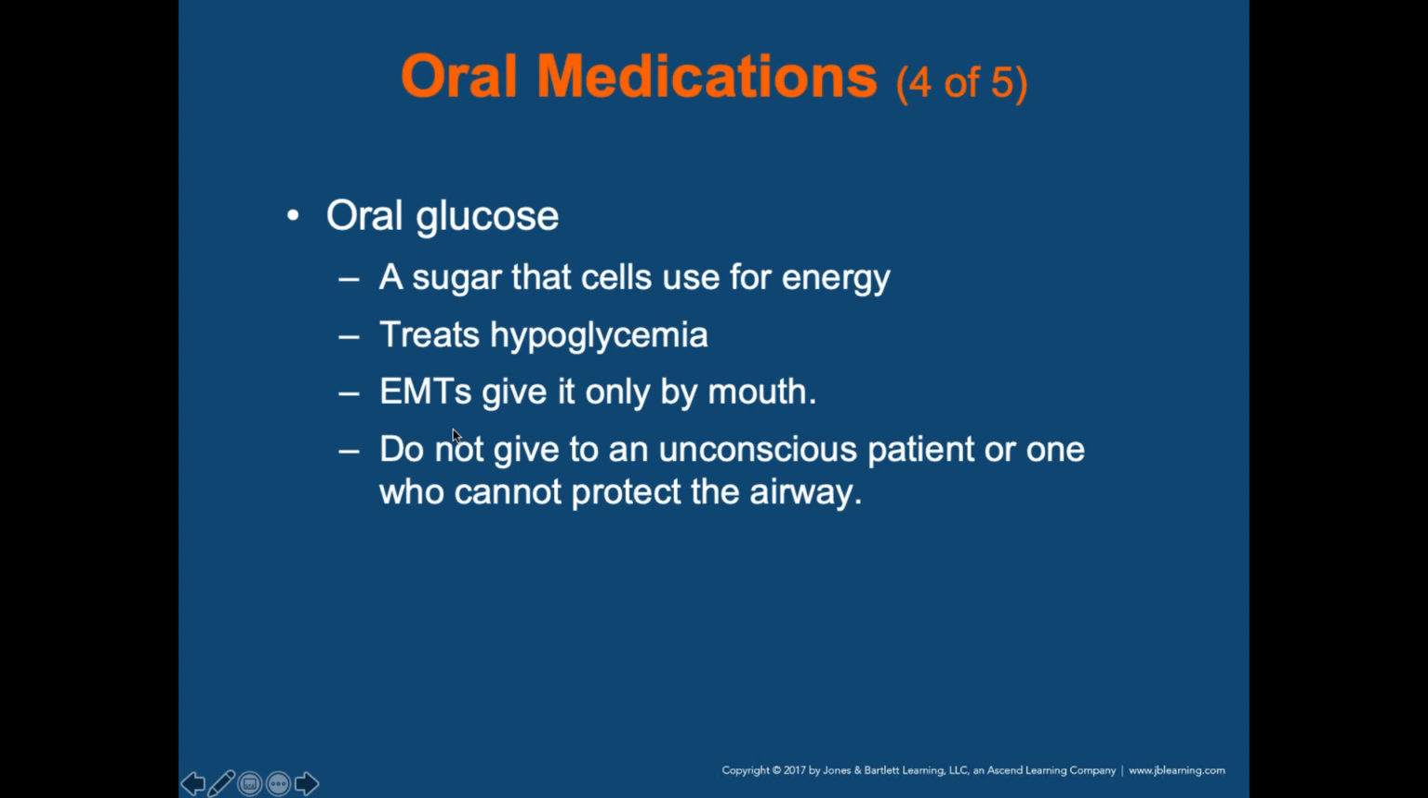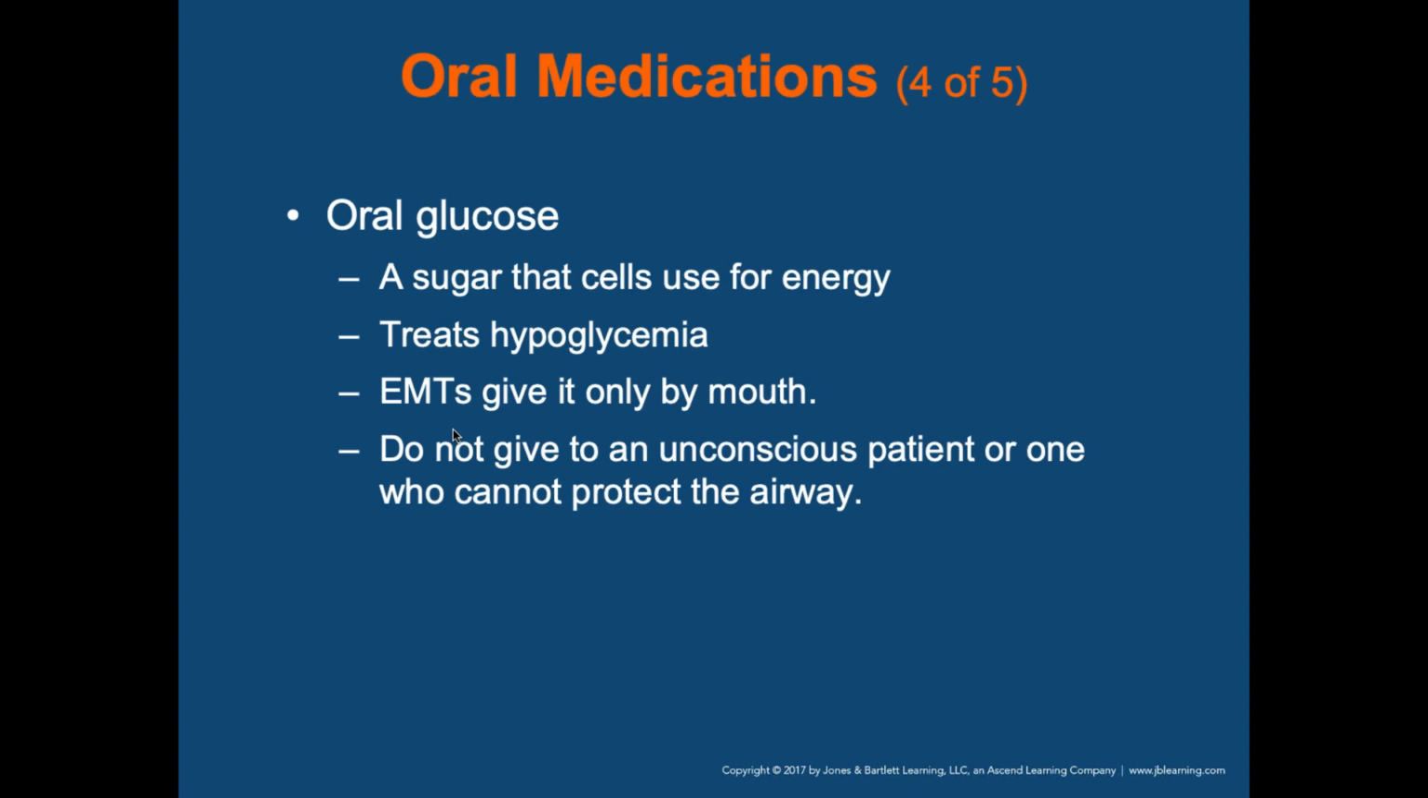Oral glucose is a sugar that cells use for energy. It needs to have glucose. This is what we use to treat hypoglycemia, so we need to check a blood sugar. Again, just because the blood sugar is at, say, 70, doesn't mean that we start giving oral glucose. Are they a known diabetic, non-diabetic? You also got to do more of an assessment. But again, oral glucose treats hypoglycemia.